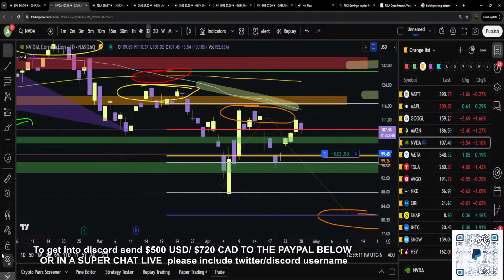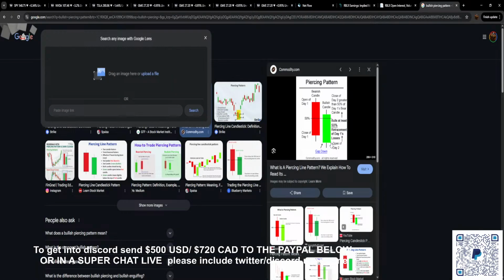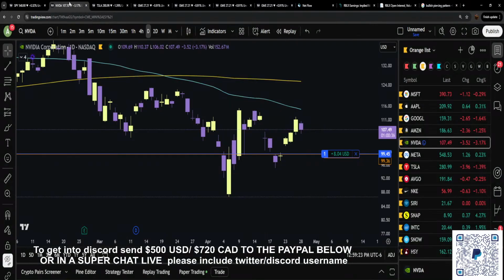Okay, that's fine. So with the bullish piercing candle, what happens is the exact same thing as dark cloud cover, but it's the opposite. So you have a bearish candle, and then the next day starts with a gap down. If we look at NVIDIA, bearish candle, next day starts with a gap down. It starts all the way down here. And then it recovers and turns green and closes green.